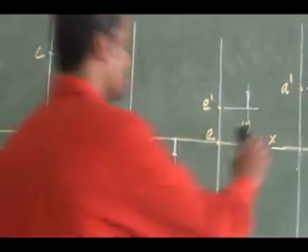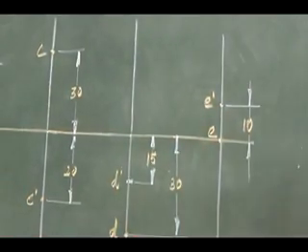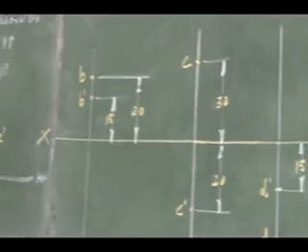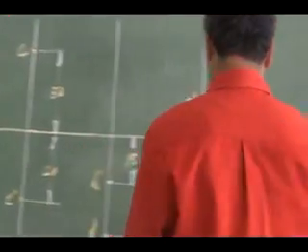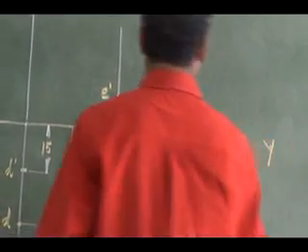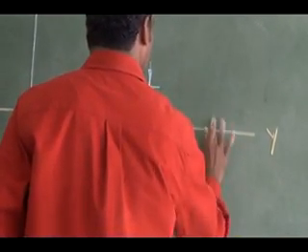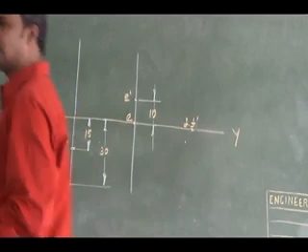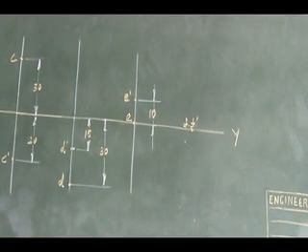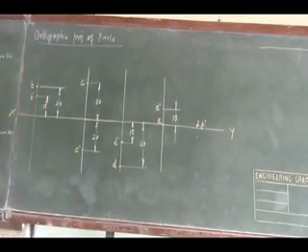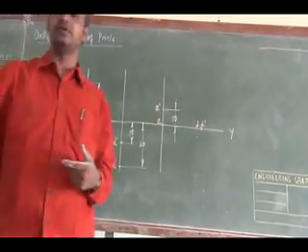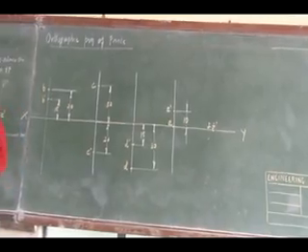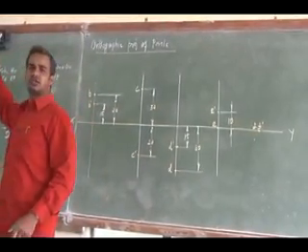Right. So what about the next one? The point is on both VP and HP, so the point is actually on the reference line itself. Both the views will be on the reference line. Neatly you can mark it. I can mark F and F dash. F, F dash will fall on the reference line itself. Right. So for points alone we will be using all four quadrants. Hereafter we will be proceeding with only the first angle projection. So all the objects, lines, planes and solids, will be placed only in the first quadrant.